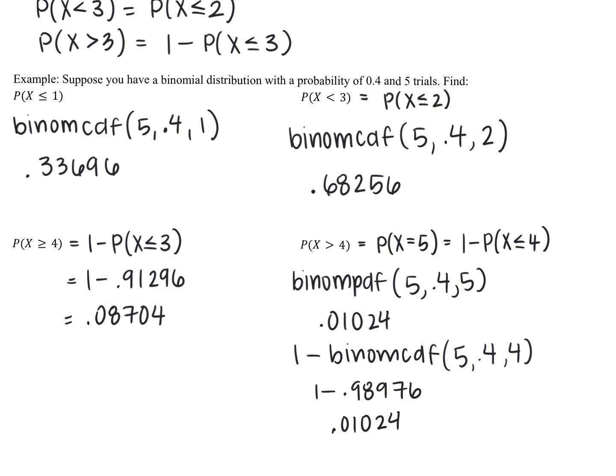It would have worked the exact same way if I had said, what's the probability x is less than or equal to 1? The only thing less than 1 is 0. So I could have done binom PDF with 0, or I could have done binom CDF with less than or equal to 0. It's the same thing. Okay.